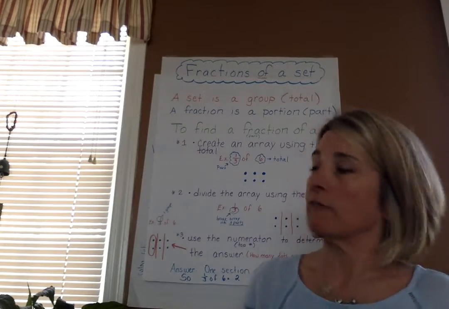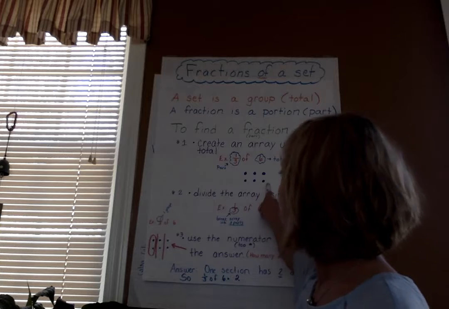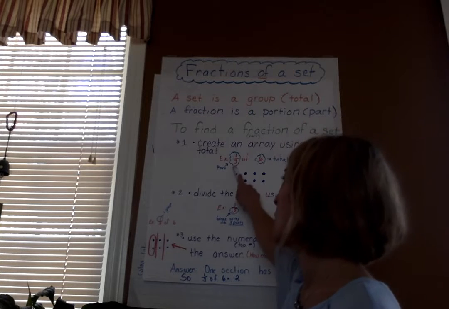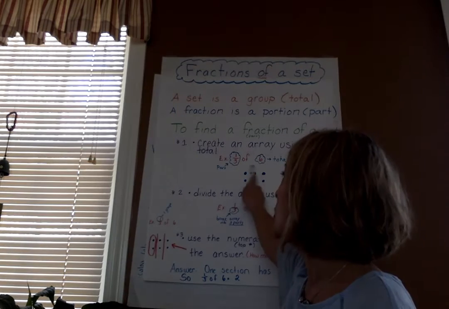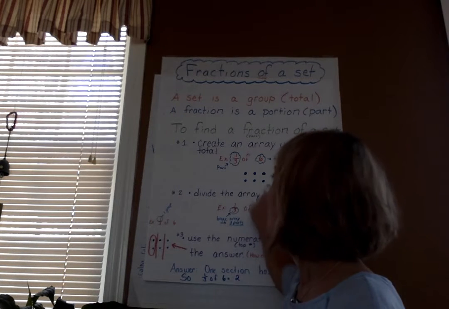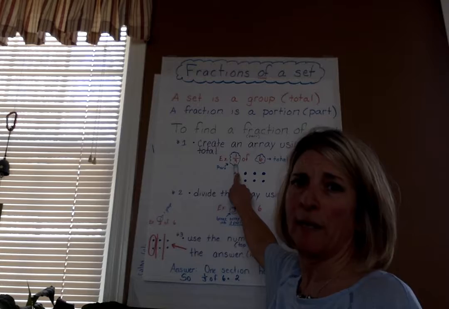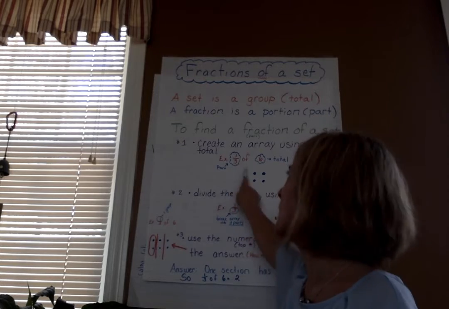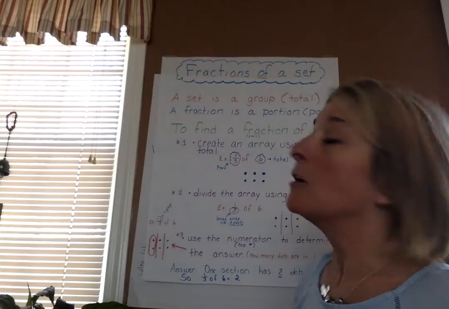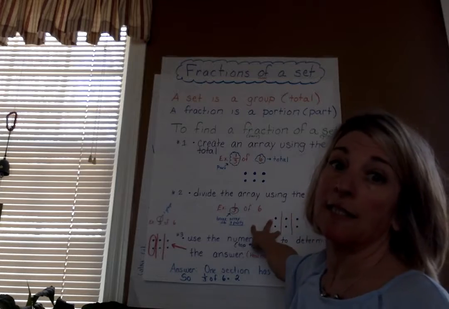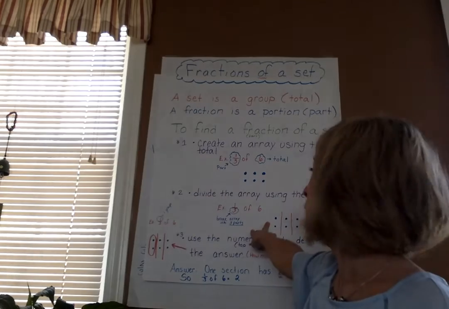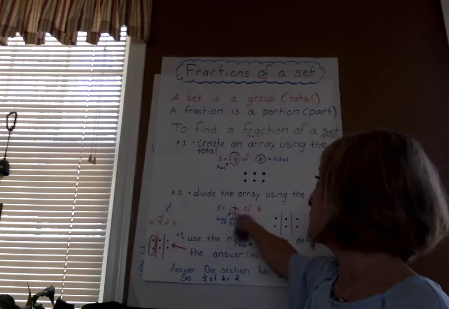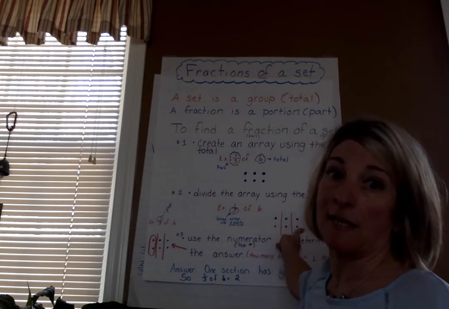I'm going to tell you a little secret. When I go to make my array, like for this one, it was 1/3 of 6. I know that 6 is my total, so I know that I need 6 dots here. But I kind of use my denominator to help me to figure out how many dots I'm going to go across. Because if you read ahead to step 2, you know we have to break it up into that amount of groups. So right away, I know I'm going to have to break it up into 3 groups, so I may as well make it easy for myself.